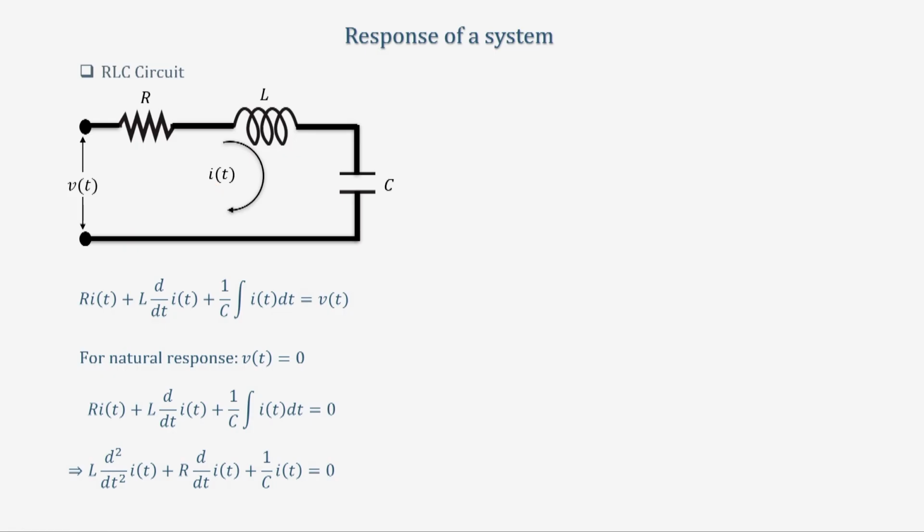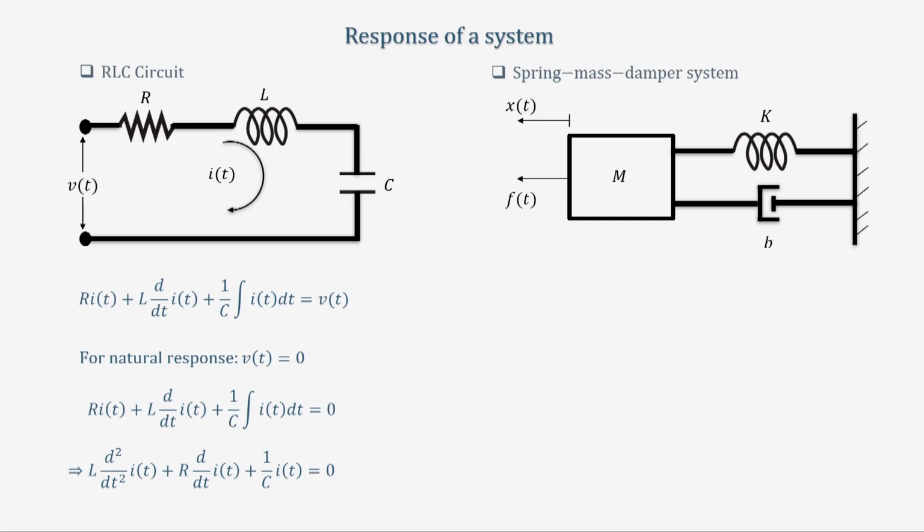Now, similarly, let me take another system which is a spring mass damper system. A spring mass damper system can be of this form, where you have a mass connected with a spring whose spring constant is K, and then there is a damper whose damping coefficient is B, the mass is M. If you give a force here, the mass will move. That is what a spring mass damper system is.